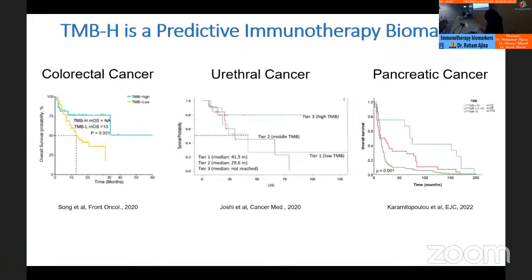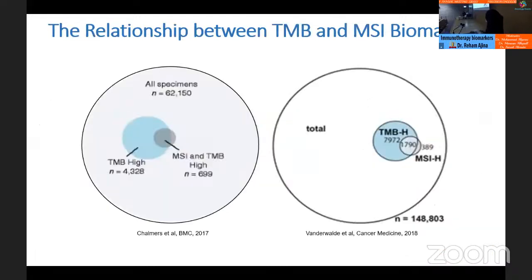And in many clinical trials, for example, the three shown here, in colorectal cancer, urothelial cancer, and pancreatic cancer, patients who have high tumor mutation burden, shown here, so a high frequency of mutations, in green and in blue, had a better overall survival compared to patients with low tumor mutation burden. This again led to the FDA approval of this tumor biomarker.